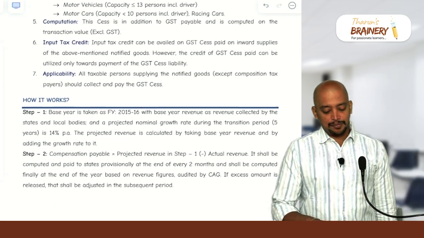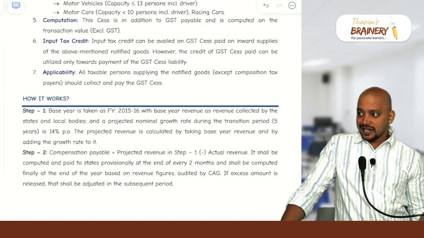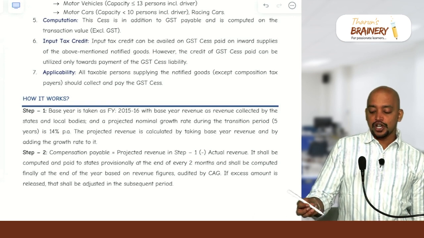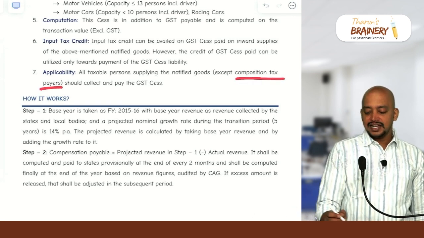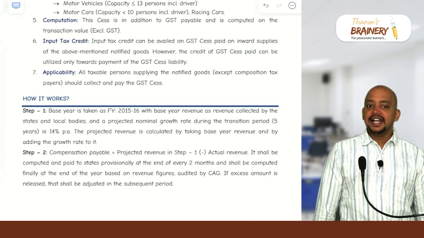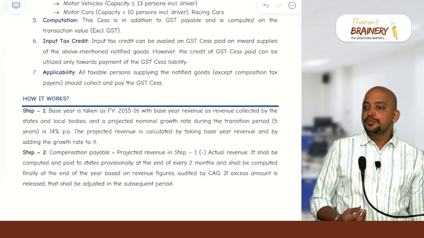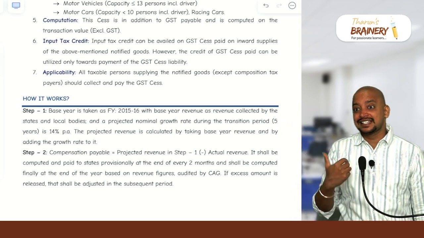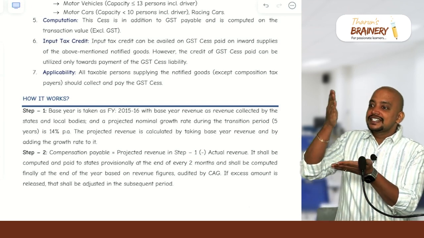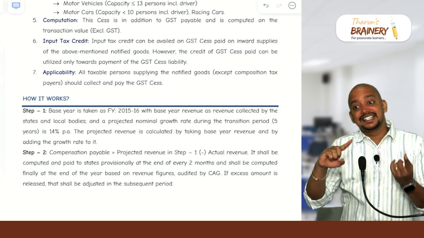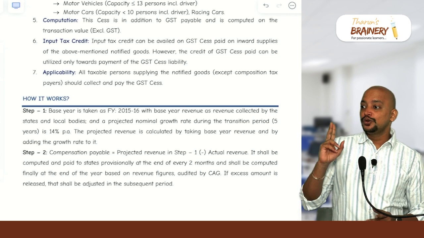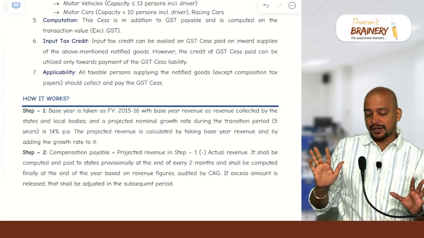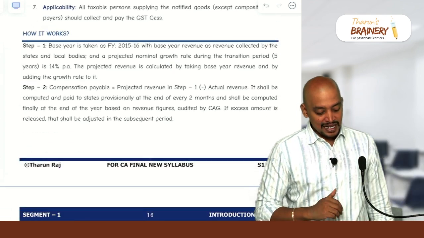And applicability, to whom is it applicable? All registered persons who are making intrastate or interstate supply of notified goods other than those opting for composition scheme. There is something called the composition scheme. Rather than paying tax at the normal rates, people who opt for composition scheme will pay tax at reduced rates. For them, this compensation cess is not applicable. Got it? To a composition scheme taxpayer, compensation cess is not applicable. Clear? Can you remember this? To whom? Composition scheme taxpayer, compensation cess is not applicable. This will be useful for MCQs. Be careful in that.